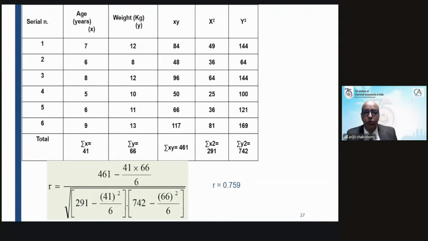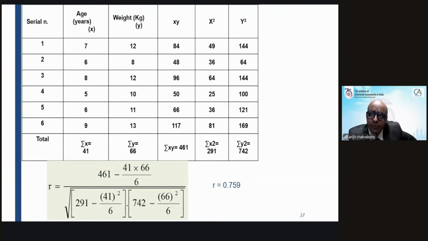And similarly, if you go to the last column on this slide, the right hand column, the extreme right side column, you can see sigma y square, we have worked out the y square. Here y serial number 1 देखिए, weight is 12. So y square is 12 into 12, यानी 12 square, which is 144. Serial number 2, if you see 8 square is 64. In this way, last column, if you see, sigma y square comes to 742.